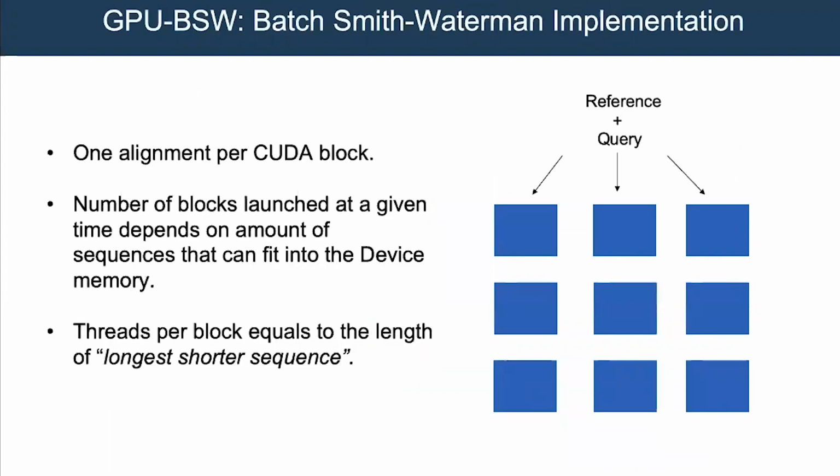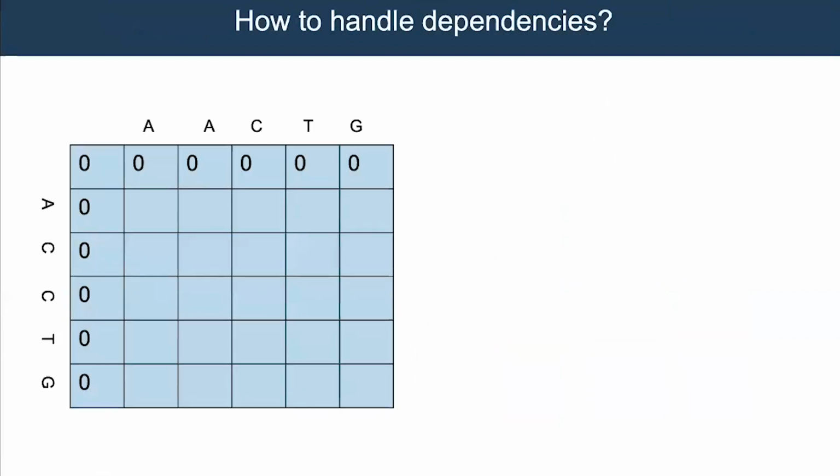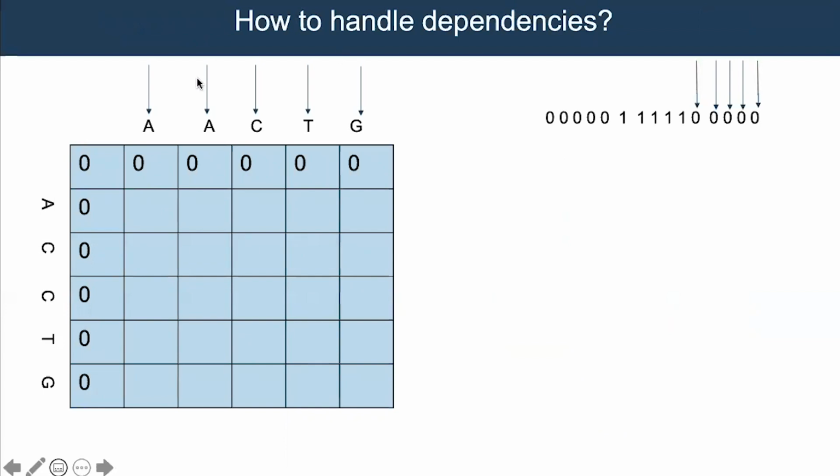Now, I start off by assigning a reference and a query to each CUDA block inside the GPU. And from there onwards, I have a more fine-grained parallelism inside each block, where one alignment is performed per block. First I assign one CUDA thread to a unique column of the scoring matrix, and then it will be the responsibility of that CUDA thread to compute all the cells in that column.